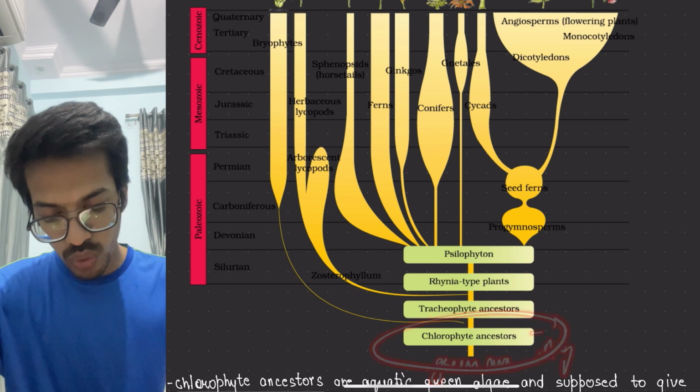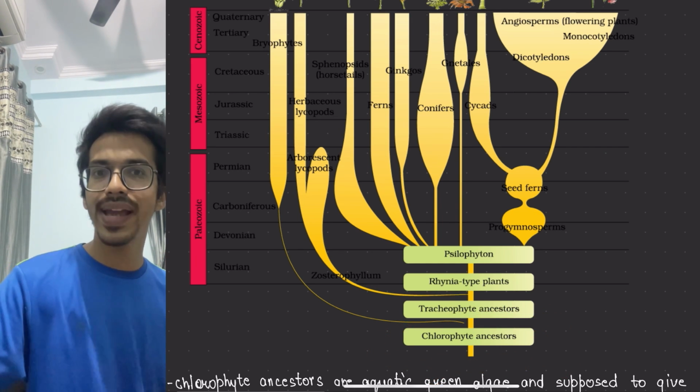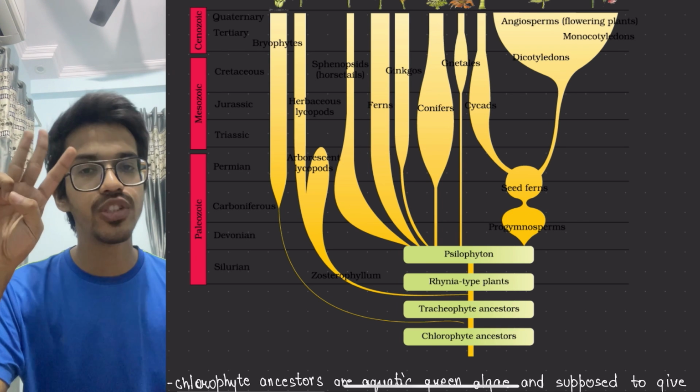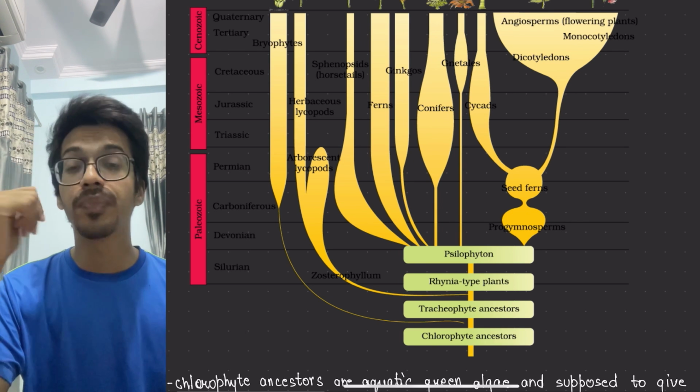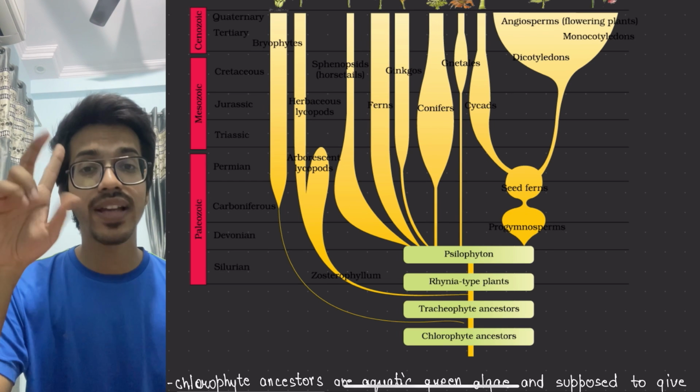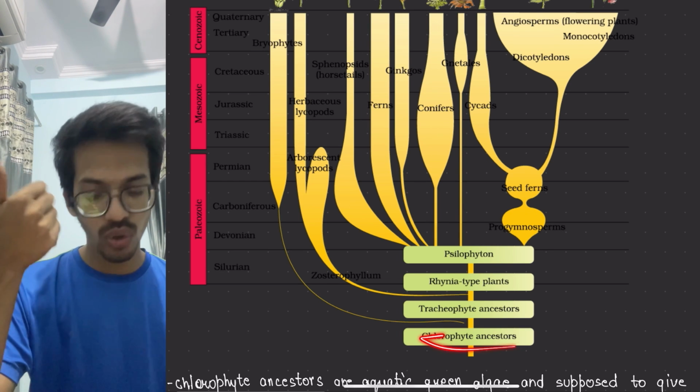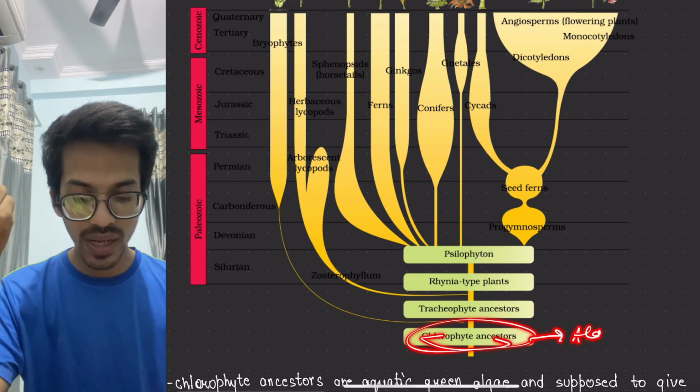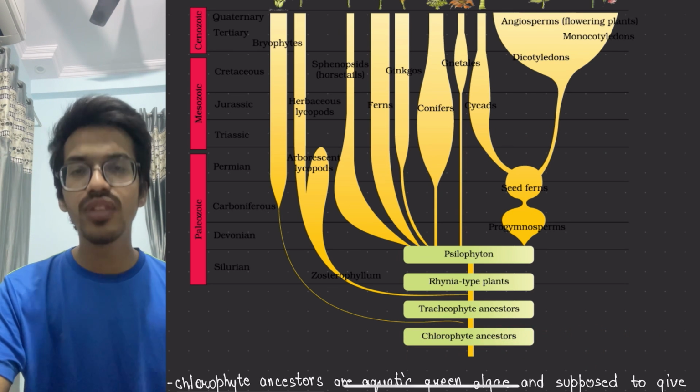So this chlorophyte ancestor. If you remember about the algae, you might have studied the three classes of the algae. What are they? Chlorophyte, phycophyte, rhodophyte. Chlorophyte ancestors, so they are talking about what? Algae. From algae, what comes up next?